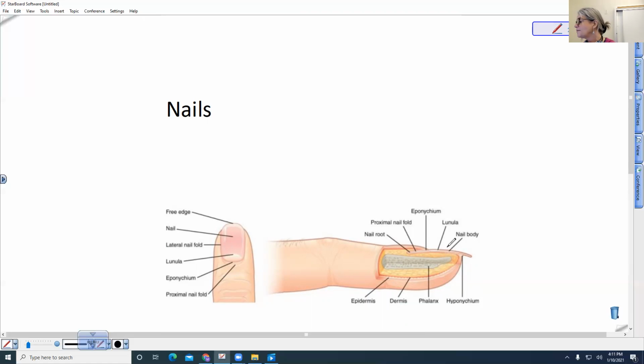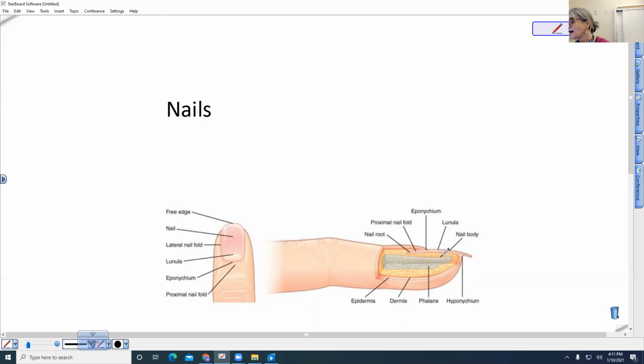And so again, we have cells that are actually located in this particular instance, in the nail root. And those cells undergo cell division, and so your nail grows. So the free edge of your nail is the oldest part of your nail. And you know you can cut that, and then what will happen is that the cells will continue to grow out and will replace that.